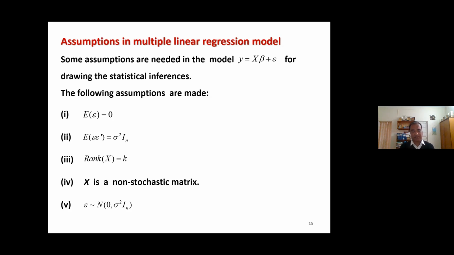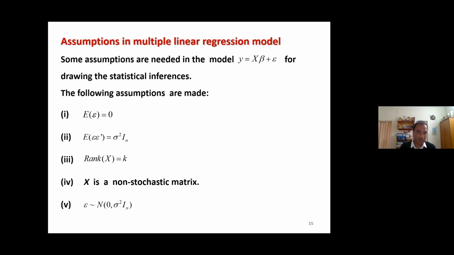And the same reaction that has been seen in Indian people will be there in Nepalis, Bhutanese, or any other people in this world. So that is the meaning here: X follows a non-stochastic matrix.